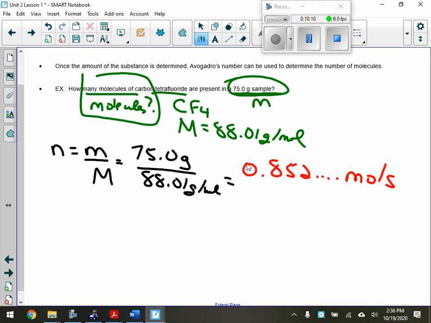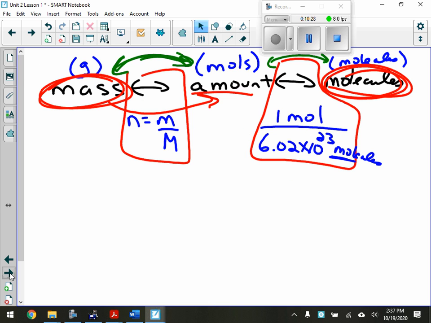moles. And again, I will caution you, make sure you're answering the question. If the question says, what amount do you have of carbon tetrafluoride, or how many moles do you have, you're done. It doesn't say that. It says how many molecules. So again, looking at our little chart here, you went from mass to n, amount, moles, right? I just found 0.852 moles.